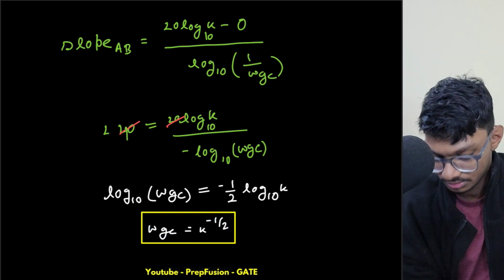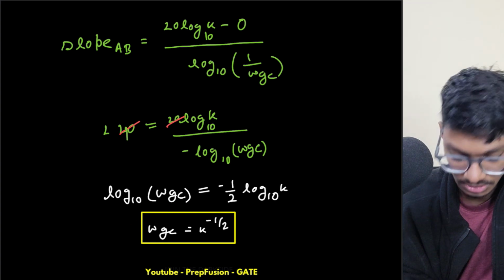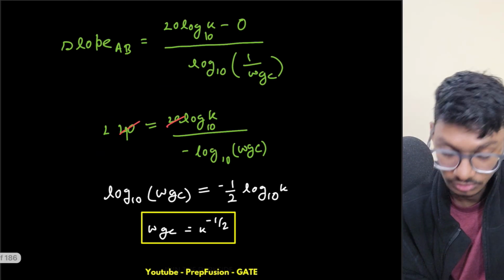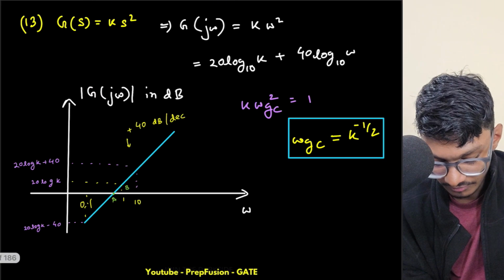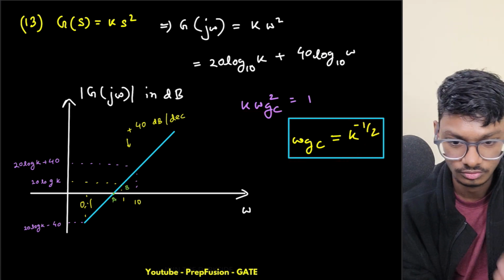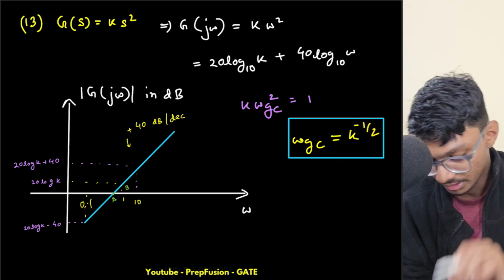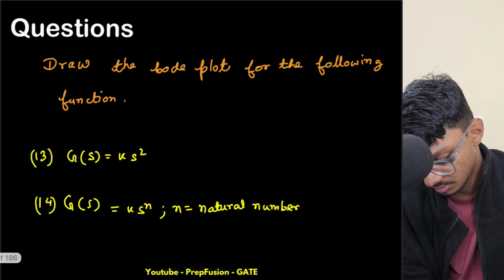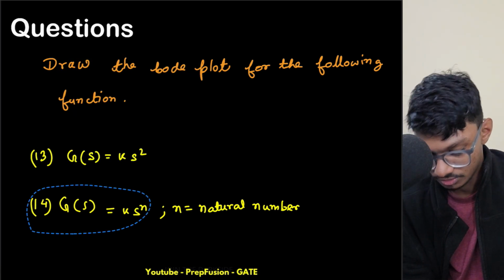Power goes inside like this. So this is what my omega gc is. You can find it from the graph, and also from the equation, both ways. I have not explained it much further. Let's now come to the generalized case where G(s) equals K raised to power n.